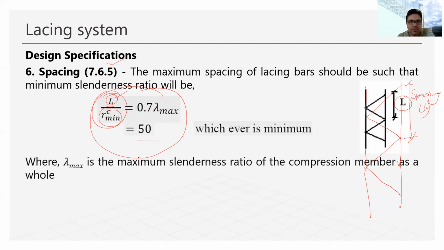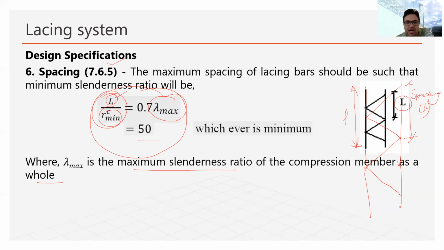Lambda max is the maximum slenderness ratio of the compression member as a whole. You can see if this is the whole compression member, it will have its length. So for the whole compression member, this will be the lambda value. The slenderness ratio of the whole built up column will be lambda max.